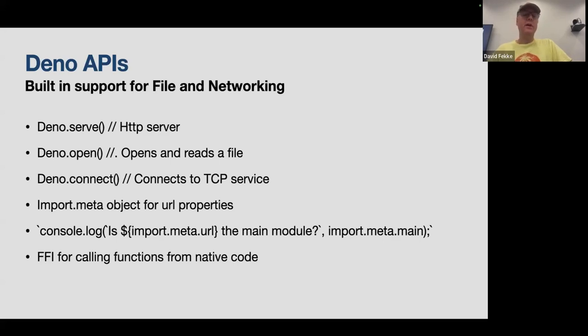And they also support FFI functions for calling native code. So let's say you have a C or a Rust library that you want to be able to use inside of your application. You can actually access that using FFI inside of Deno.